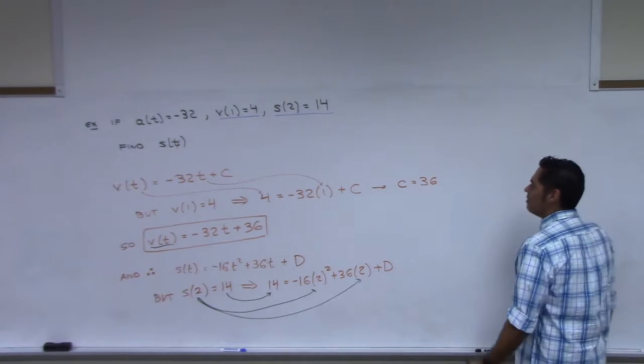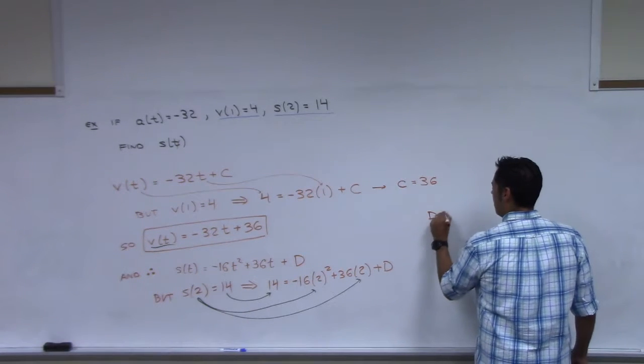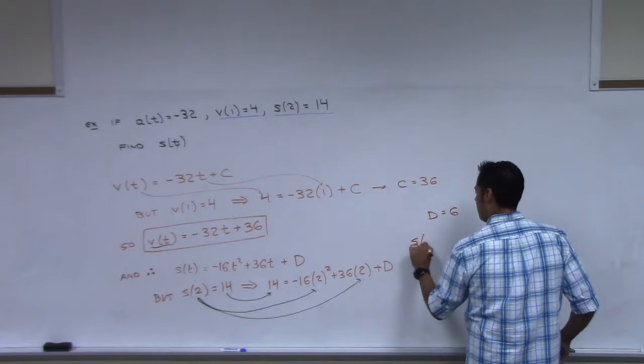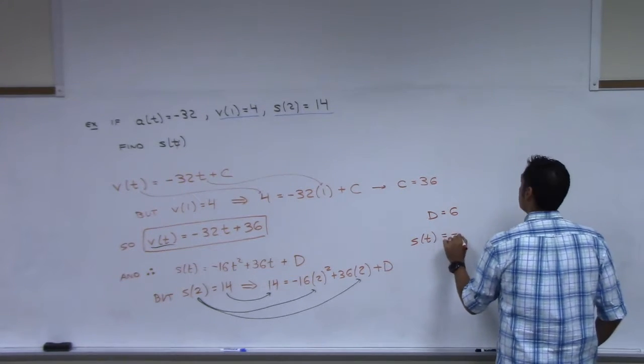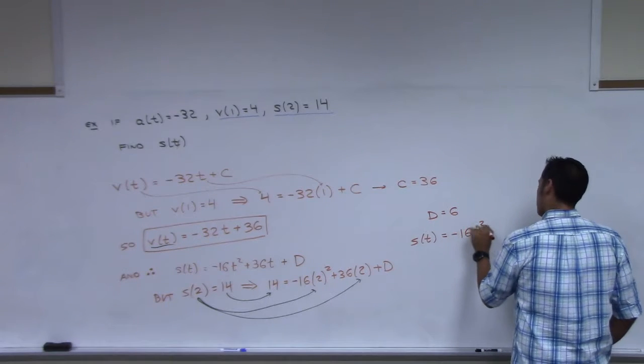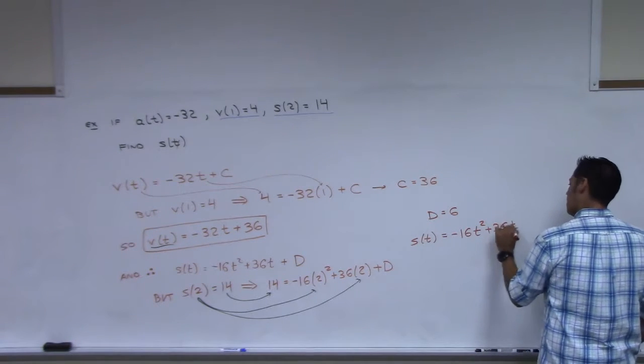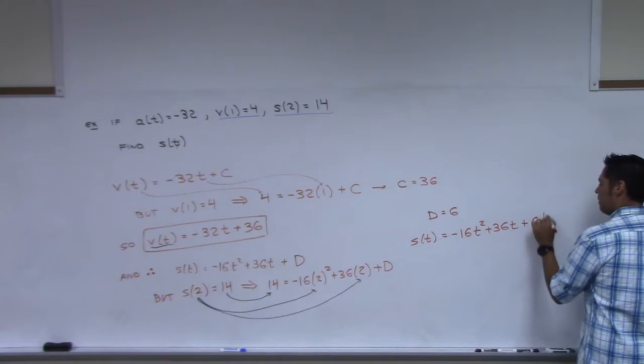All right, so what is it? D is what? D is 6. Okay, so do we have S of t? S of t is, we go back, it's negative 16t squared plus 36t plus 6.